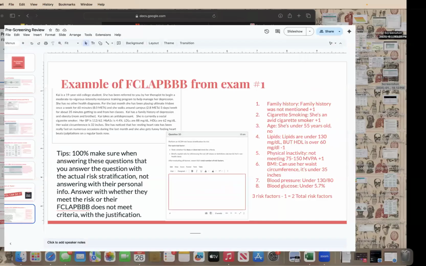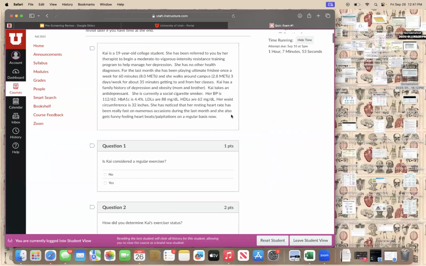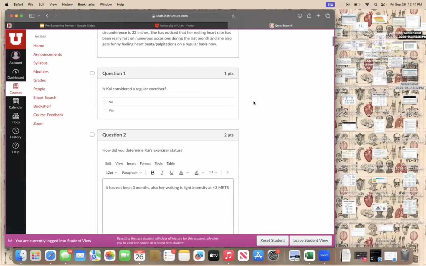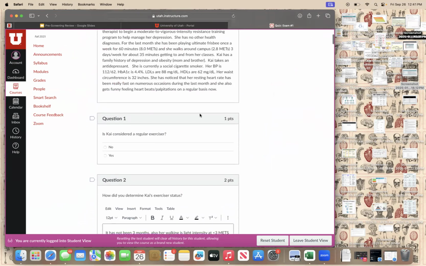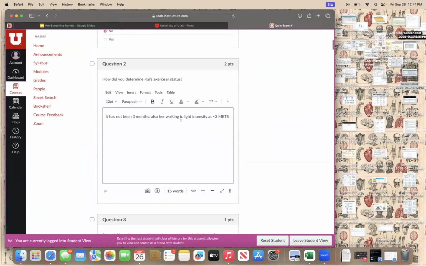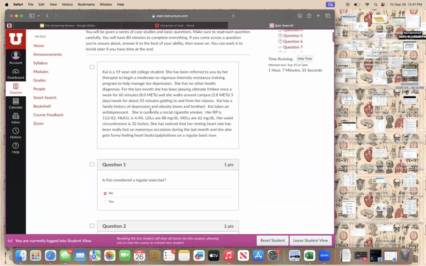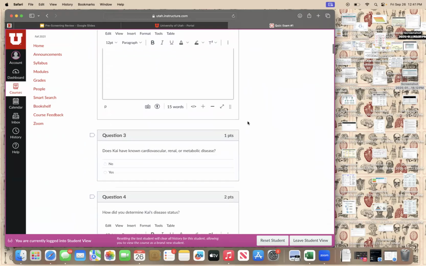And then, hold on, we'll go review your guys' first exam here just to make sure we're all familiar with what the risk stratification is. So then this is Kai. Based off her description here, is she considered a regular exerciser? No. And then how do we determine this? It says up here that she is working out 3 days a week at 35 minutes, but she's only walking around campus at 2.8. So particularly, it has not been 3 months, but also her walking intensity is lower than 3 METs. So that's why she wouldn't be considered an active exerciser.